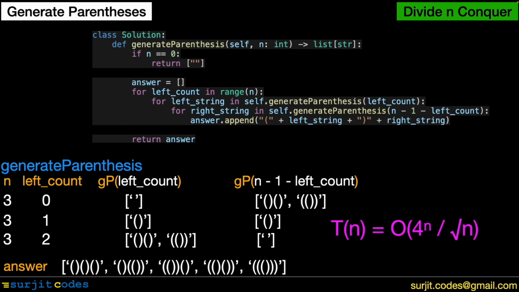Time complexity is the Catalan number. Space complexity is of the order of n.